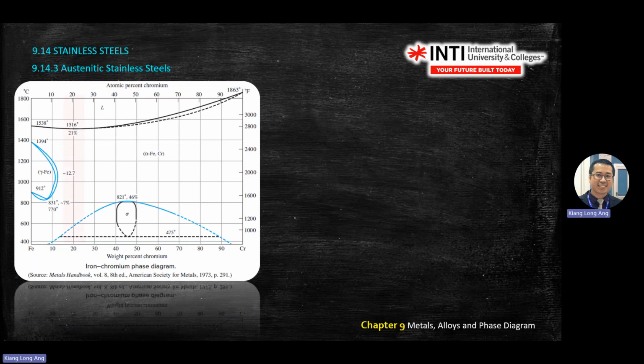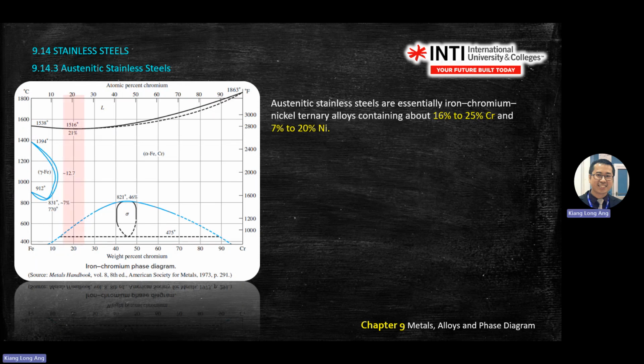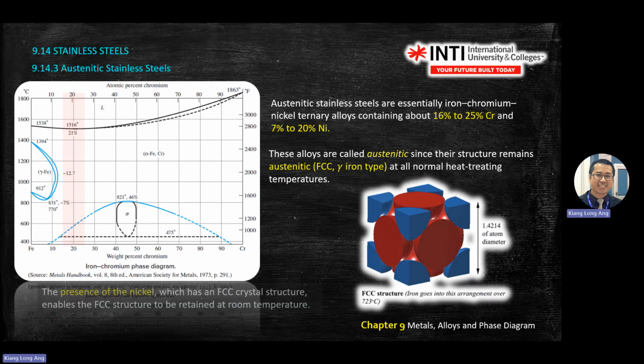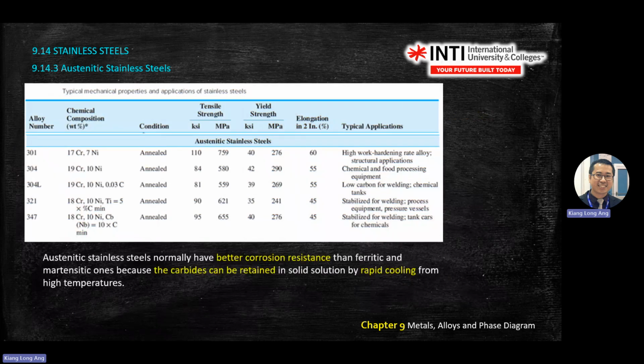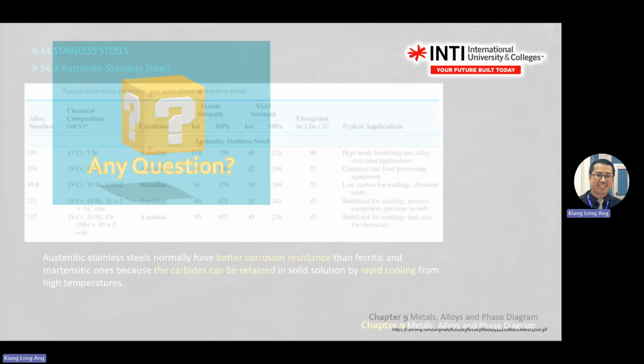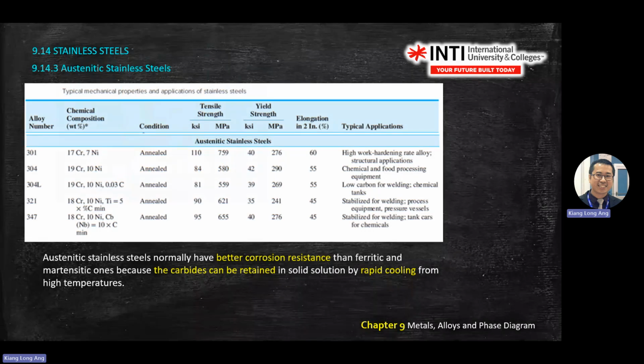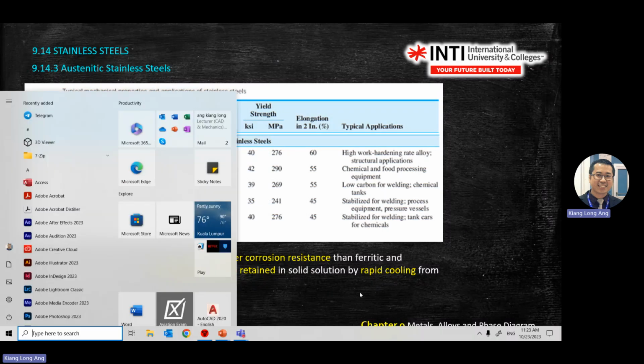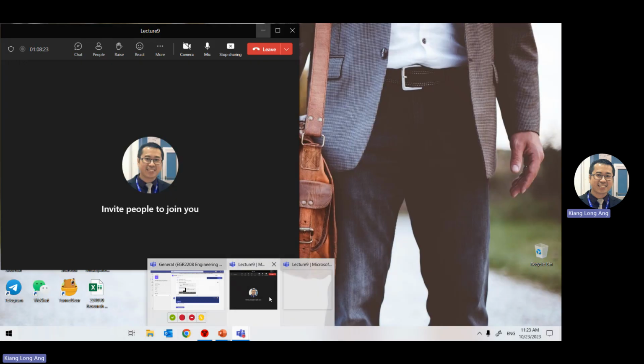This is austenitic stainless steel. Austenitic stainless steel has between 16% to 25% chromium and 7 to 20% nickel, which is around this region that I highlight on the screen. The rest you read. These are examples of austenitic stainless steels. With this we conclude chapter 9. Okay, see you guys at 4 o'clock.